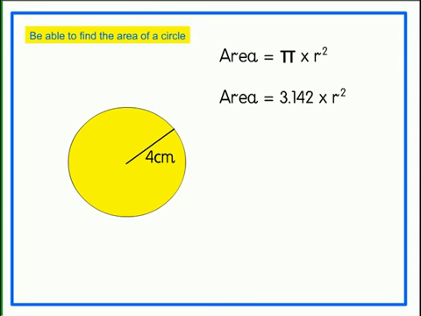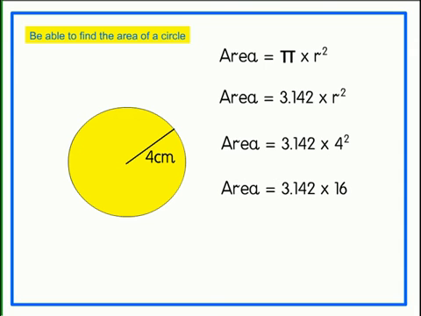If your calculator has a pi button, you can use that. Otherwise, your exam paper will give you an approximation to use. It is always on the front cover, and is often 3.142. So to find the area of our circle, we need to do 3.142 times the radius squared. 3.142 times 4 squared, which is 3.142 times 16.